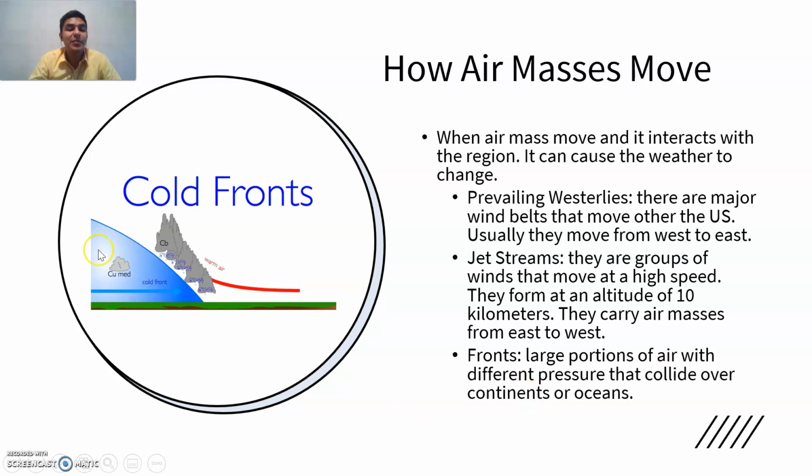Right over here we have an example of different air masses. On the right we have an air mass with warm air, and here we have a cold front, or an air mass with a cold temperature. Jet streams are the ones that move these air masses from one place to another. And we have fronts, large portions of air with different pressure that collide over continents or oceans. One more time, this is one example of a cold front. We have two different air masses, one with a cold temperature and one with a warm temperature.